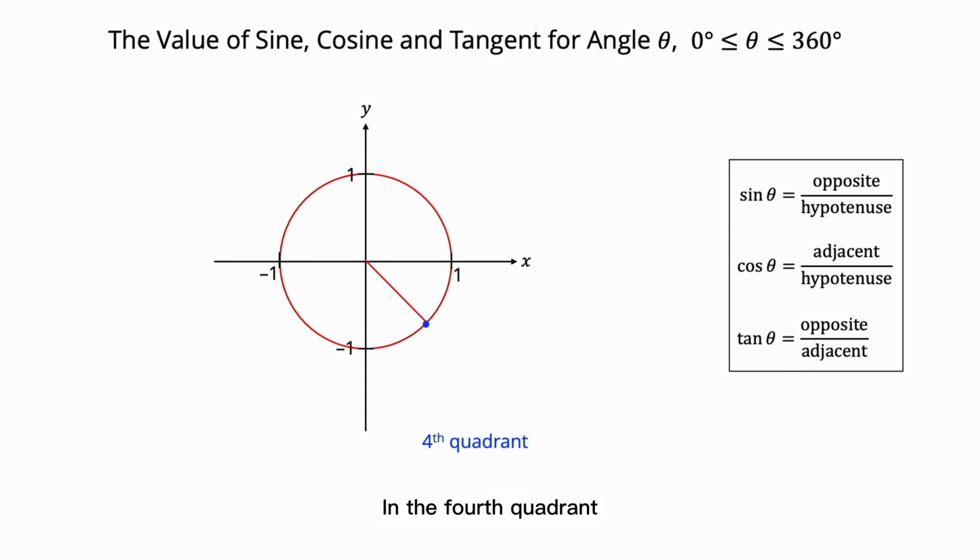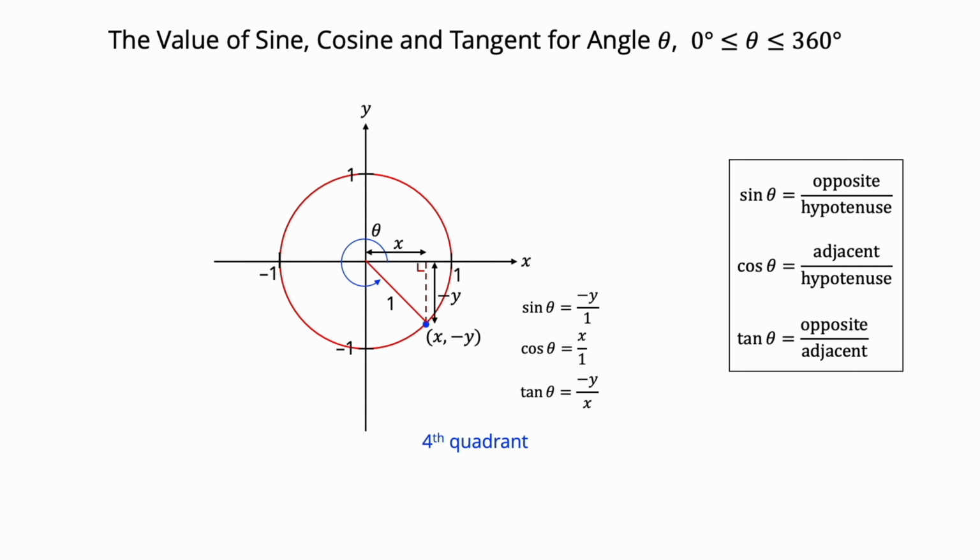In the fourth quadrant, the x-coordinate is positive but the y-coordinate is negative. Theta is the reflex angle between radius and positive x-axis. Form a right triangle with positive x values on horizontal lines, negative y values on vertical lines, and a radius of 1. Sine theta equals to minus y over 1. Cos theta equals to x over 1. And tangent theta equals to minus y over x. Only cosine is positive in fourth quadrant.